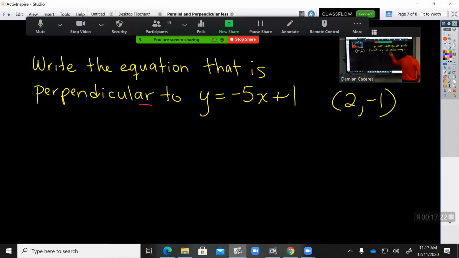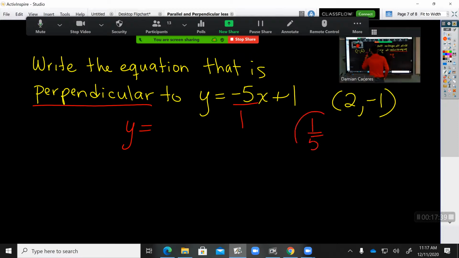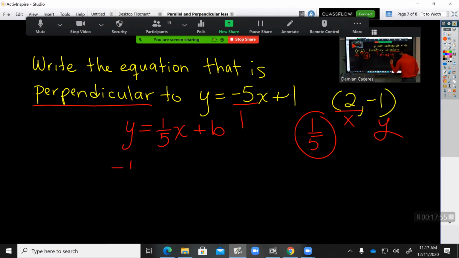So first thing you do, because you read the word perpendicular, you know you're not using the same slope because that's parallel. So in this case we write y equals, and instead of negative 5 over 1, flip it and change the sign. So it becomes positive 1 over 5. And now you do the same thing you did on the other problems. Plug in your x and y value where x and y are. So this is negative 1 equals 1 over 5 times 2 plus b.